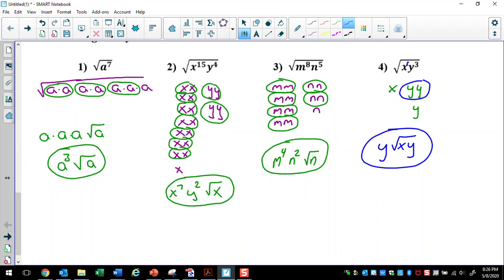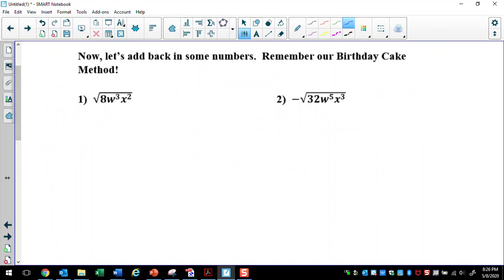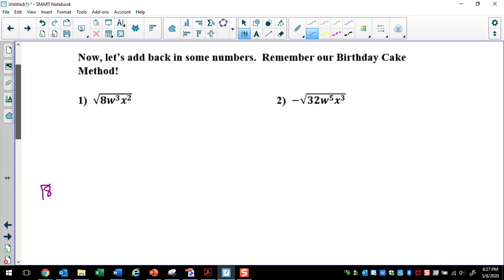So now let's go ahead and apply it along with what we did last time. So now we're going to add back in some numbers. So I'm going to first simplify the 8. I'm going to use my birthday cake. So remember our birthday cake from last time? So I'm going to give myself some space. So I'm going to take my 8 and I have to divide by prime numbers. What were those prime numbers again?